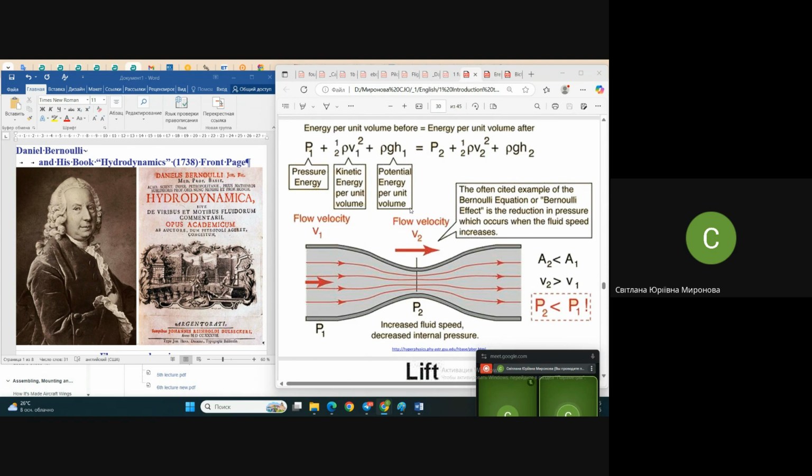Energy is constant in different cross-sections. That's it. And energy consists of what it's spent for, how it demonstrates itself: in pressure, in kinetic energy that depends on speed, on the square of speed actually, and on height. In our case, we may not even notice this last component, attitude, because the flow is on the same height.